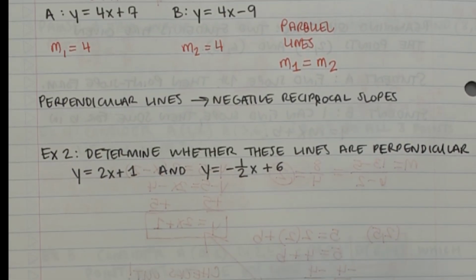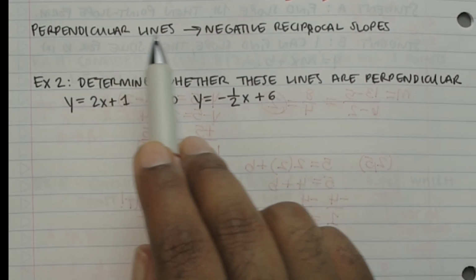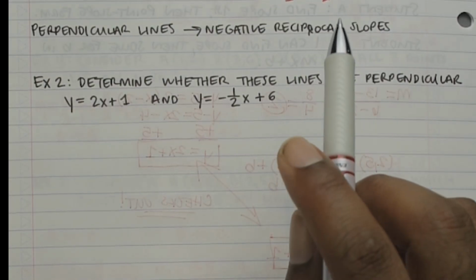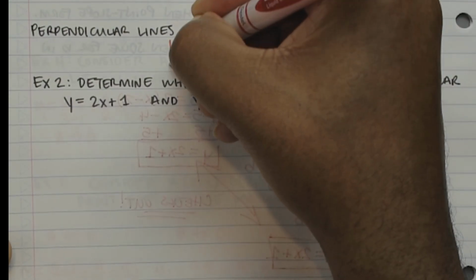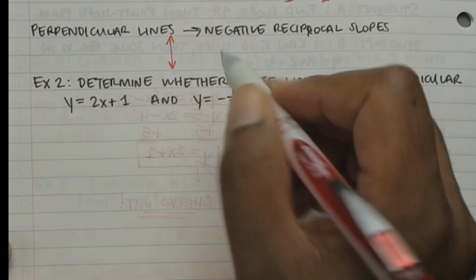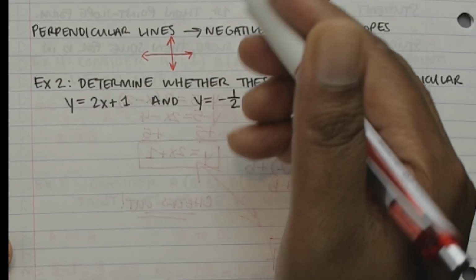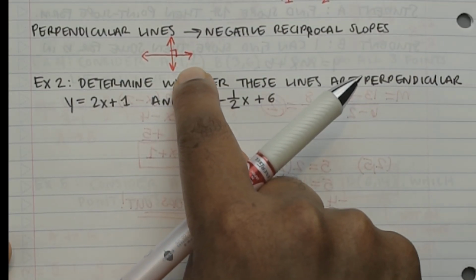Now let's look at perpendicular lines. Perpendicular lines are essentially negative reciprocal slopes. Perpendicular lines are negative reciprocal slopes. So for example, a perpendicular line intersects to form a 90-degree angle. If we have one vertical line like this and a line like this, they would be considered two lines that are perpendicular.